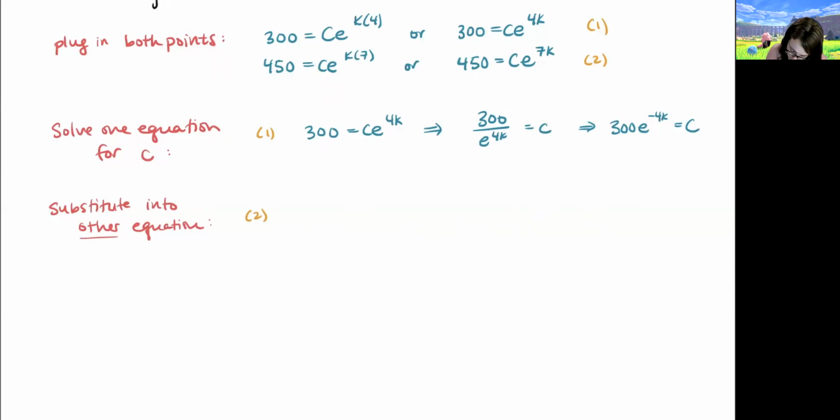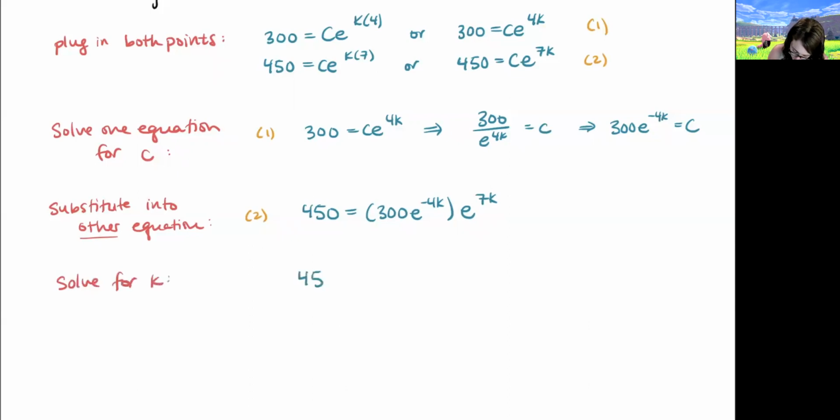So I'm looking here now, so we've got 450. And instead of C, I'm going to write 300e to the negative 4K. And then that's times e to the 7K. In order to solve for K here, we just have to do a little bit of algebra-ing, but that's going to be our goal. So we're going to solve this for K.